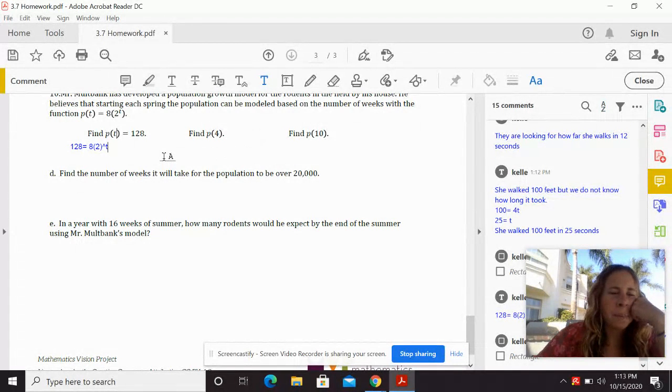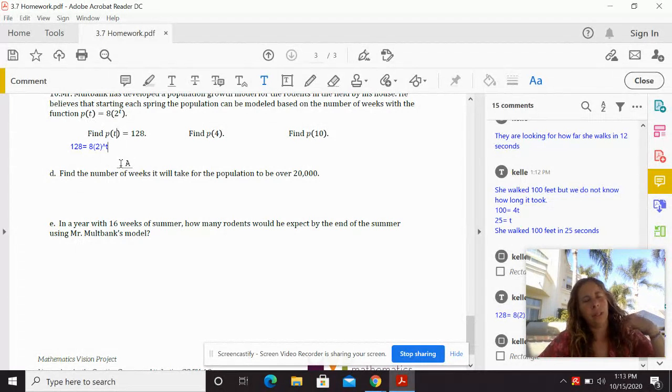No. Okay. So I just substituted in 128 for P of t. And now, that's kind of hard to do. Now I have to solve this equation. So the first thing, oh, we should have done this in class. We haven't done this yet. Okay, so I have 8 times 2 to the t power. I want to get 2 to the t power by itself. So I'm going to divide both sides by 8. Because this is 8 times 2 to the t, so I'm going to divide both sides by 8. I can do that. That's legal.